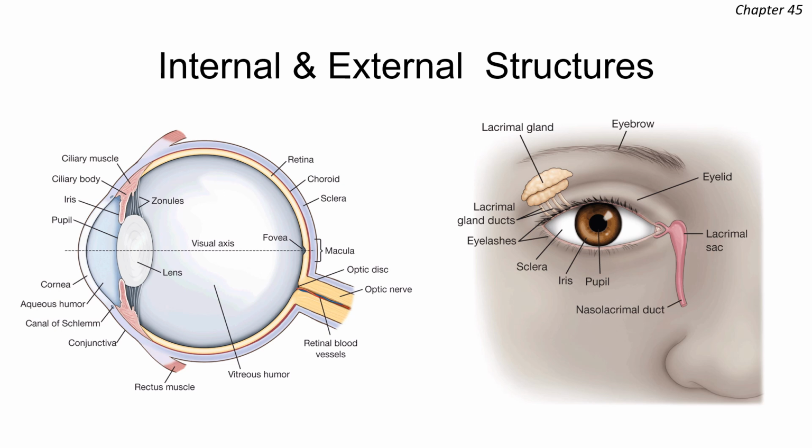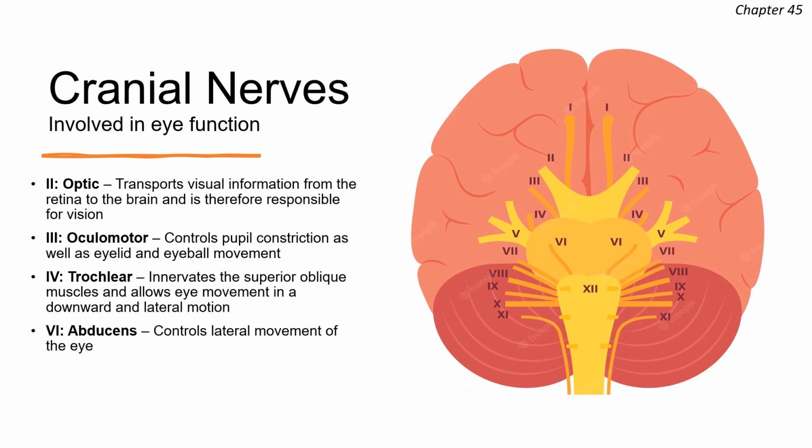Here you can see the internal and external structures of the eye. On the left, you can see there are many, many little tiny structures of the eye all working together to help us see. And then on the right side we have the external structure. So that's everything that we can see just by looking at somebody with our eyes. So here are the cranial nerves that are involved in eye function. We have cranial nerve 2 optic, 3 oculomotor, 4 the trochlear, and 6 the abducens. You are all familiar with the cranial nerves, so just make sure you know that these 4 are involved with vision and eye function.